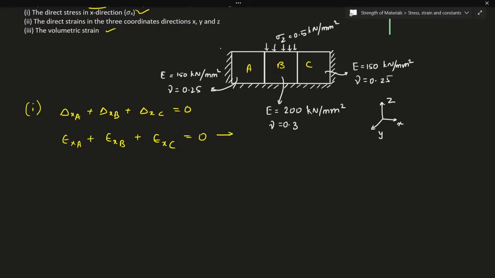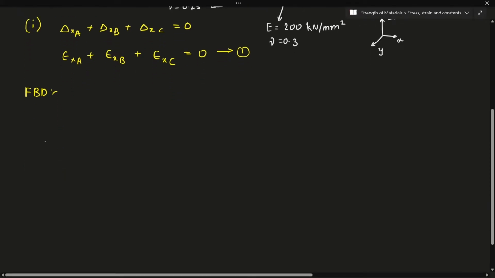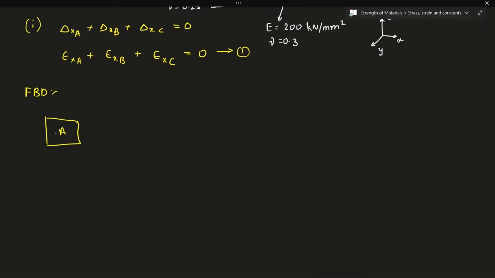Now I'll call this equation number 1. Now to write the other set of equations from equilibrium, I'll consider the free body diagrams. Let me just draw some schematics for this. Alright, so I'll consider body A, and body A is going to be experiencing the compressive load. This is going to be sigma x.